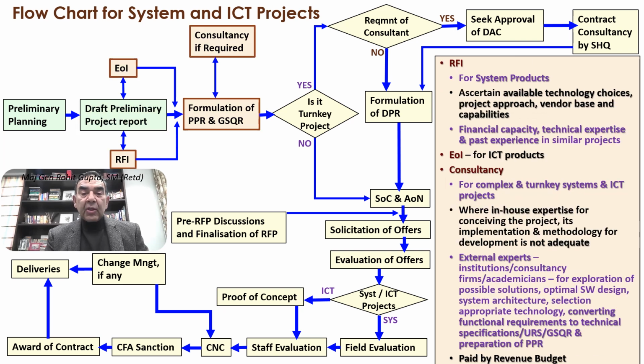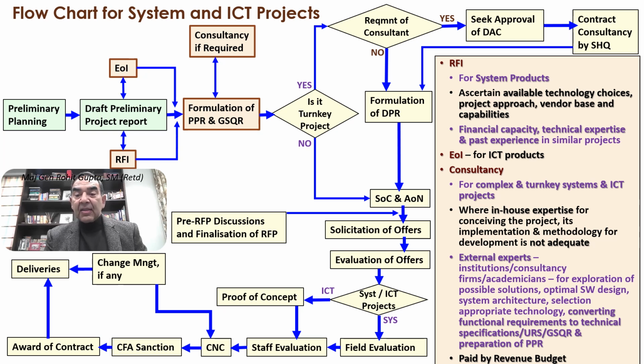And now we come to the expression of interest and the RFI. There is a provision for consultancy if required when you formulate the PPR as well as the GSQR. Now, when system products are involved, in that case, it is the RFI, request for information, that is issued. It basically ascertains the available technological choices, project approach, vendor base, capabilities. It also ascertains the financial capacity, the technical expertise, and past experience in similar projects of the vendors concerned.